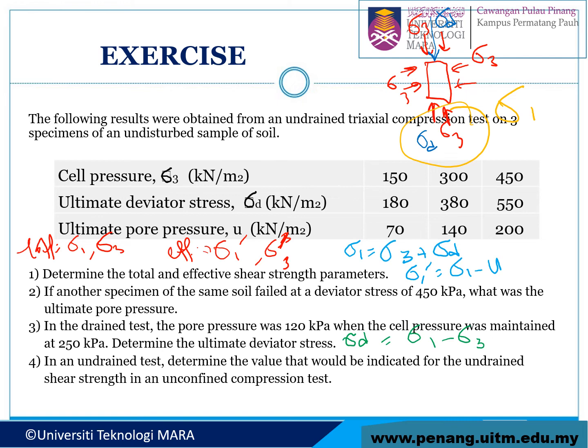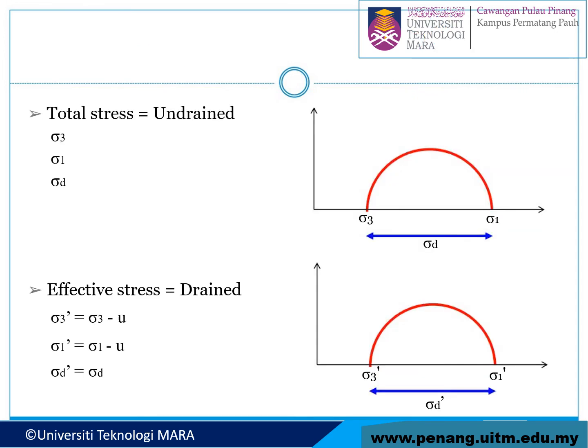In the undrained test, determine the value that would be indicated for the undrained shear strength in an unconfined compression test. So we will go one by one. First, we refer to this for total stress, which means this one is undrained. For total stress, you determine sigma 3, sigma 1 and sigma d, the deviator stress. For effective stress, you determine the values sigma 3 prime, sigma 1 prime and sigma d prime.